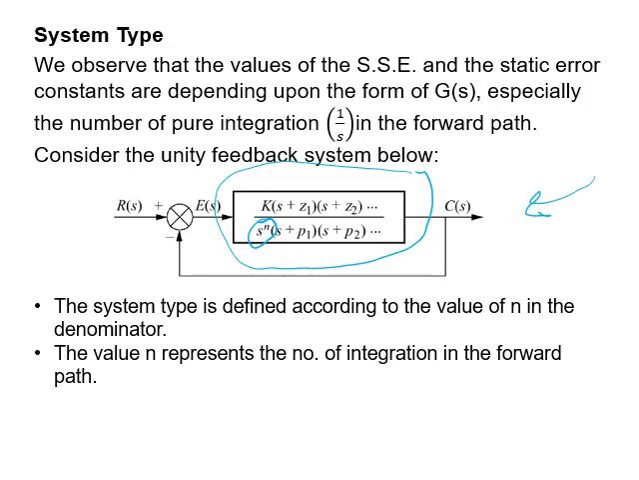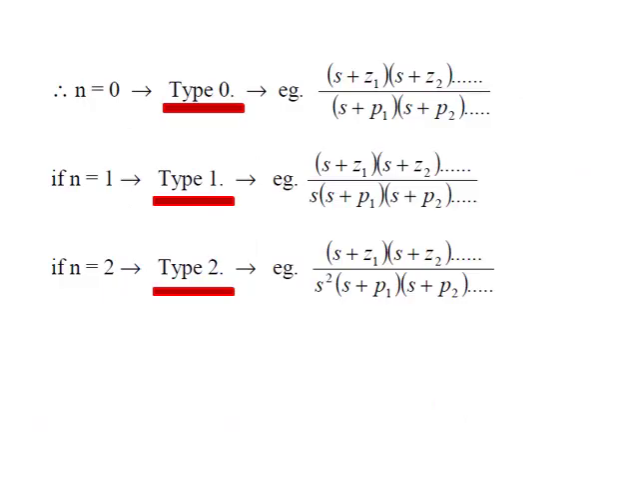If there is no integrator, we will call the system type 0. One integrator, the system will be type 1, two integrators, the system will be type 2. That's how we can figure out the system type. Look here, when n equals 0, the system is type 0. When n equals 1, the system is type 1. You see here, we have no integrator, one integrator, and two integrators, which will be type 2.